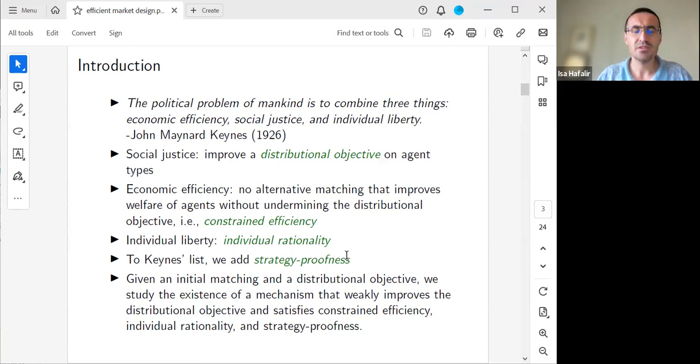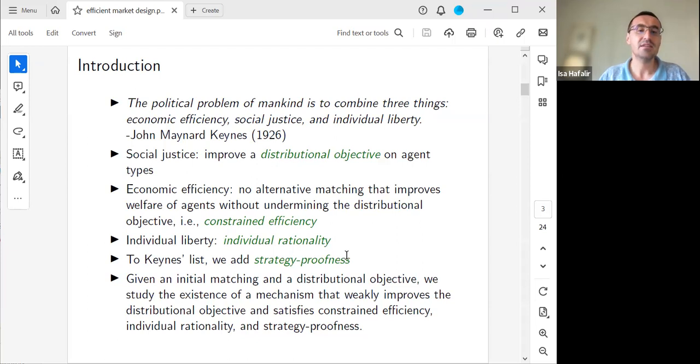Strategy proofness is important because when we consider a mechanism, that mechanism may result in good outcomes in terms of reported preferences, but if the reported preferences are different from the true preferences, then the outcome may not be a good outcome with respect to the reported preferences. Once we have a mechanism being strategy proof, then we can guarantee that the outcome will also be good in terms of the true preferences.